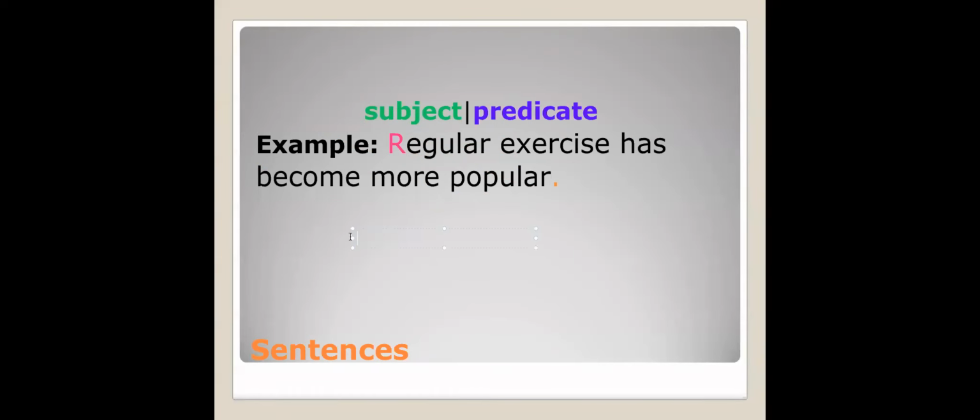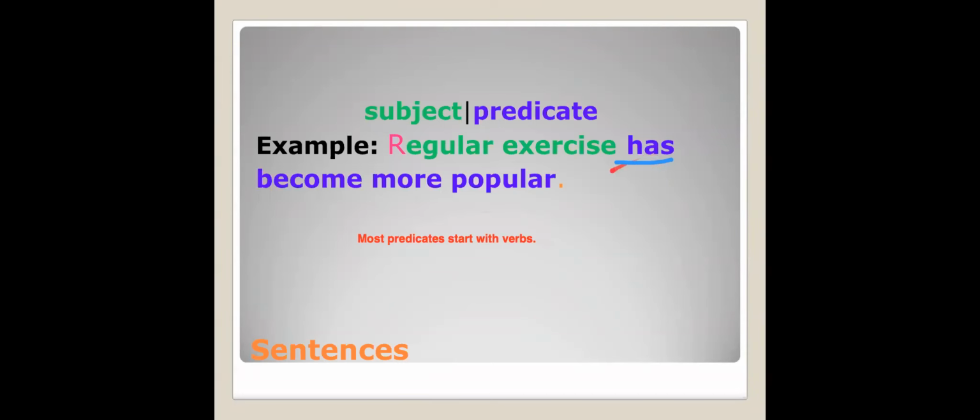So just remember, most predicates start with verbs. Okay, if you can find that, you can find the subject pretty easily. So if we look at this example, the verb has is right there. So that means the predicate starts right there, has become more popular. And also look at here, there's the capital letter R and the end mark period right there. Okay.